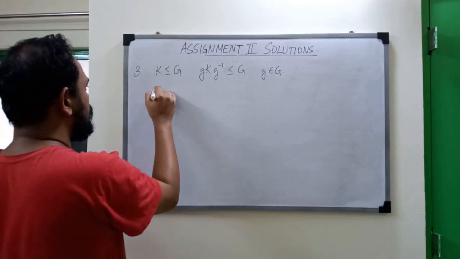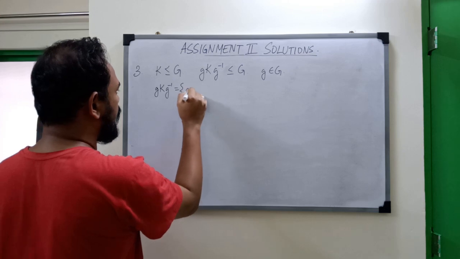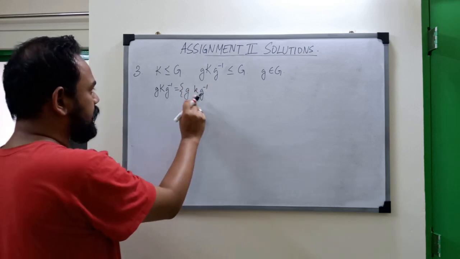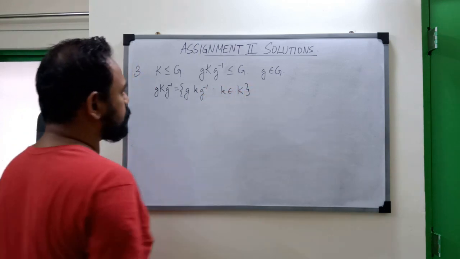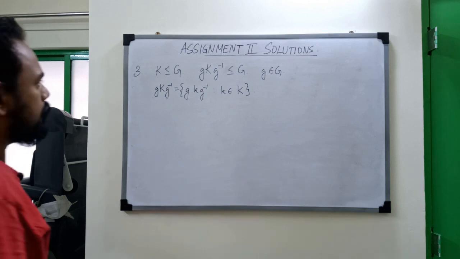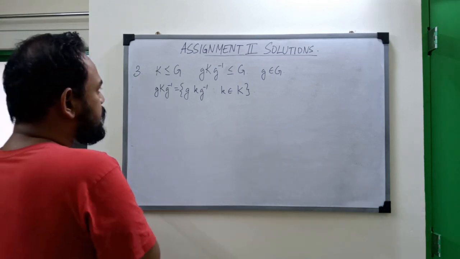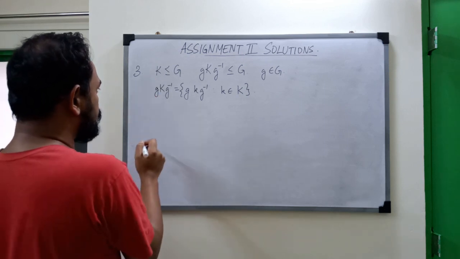And of course, you remember what this was. The conjugate meant that you multiply small g and small g inverse on both sides to all elements small k of capital K. This was the meaning. When is this a group? Well, first of all, is the identity there? The identity is there in K because K is a subgroup.